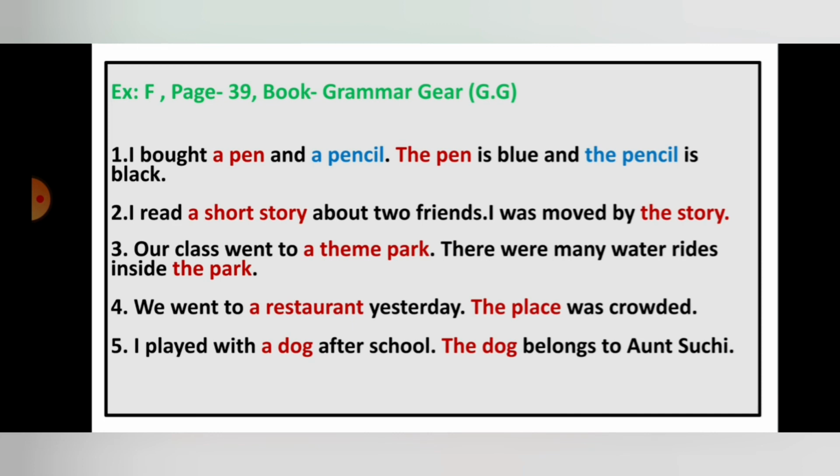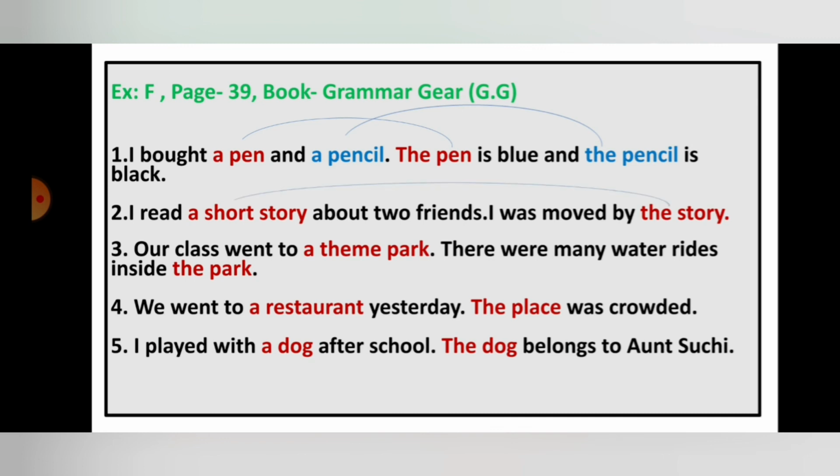Here I have written one for you, and by seeing this, the rest of the 4 you will do by yourself. Okay, the first one you can see here, a pen becomes the pen. I have given a line. Then a pencil becomes the pencil. Hope you have understood very clearly, right? Again, I am doing the second one for you. I read a short story about 2 friends. I was moved by the story. So here a short story becomes the story. So the line will be like this.